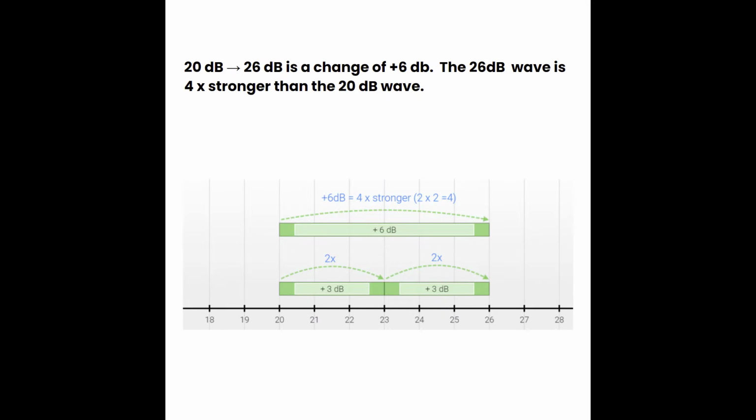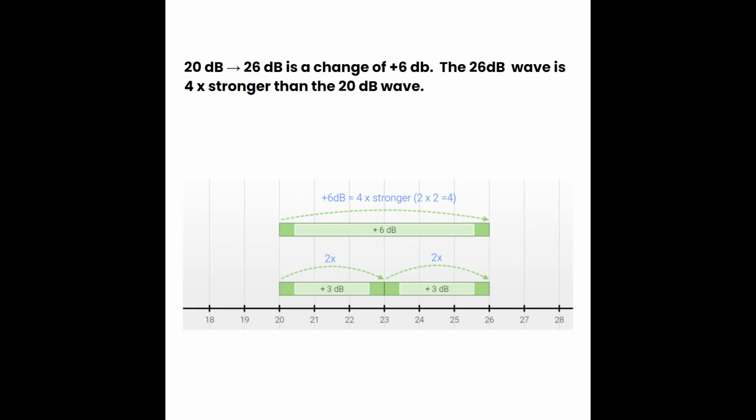Now, using the rules that whenever we add 3 decibels, we are increasing by a factor of 2, and whenever we add 10 decibels, we are increasing by a factor of 10, we can actually combine those two things together to understand different decibel changes.